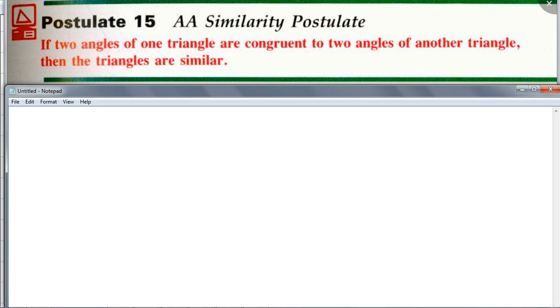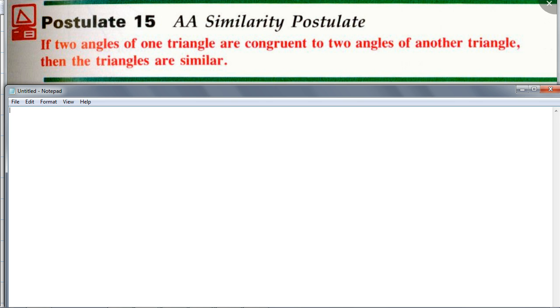By the way, this makes sense, doesn't it? If you have two triangles and you notice that two angles of one triangle are congruent to two angles of another triangle, guess what? What about the third angle? They have to be congruent too. We had a theorem, I think, that said the sum of the angles of a triangle is 180, right? So all three angles are really congruent, so the two triangles must be similar, okay? So this is a postulate.